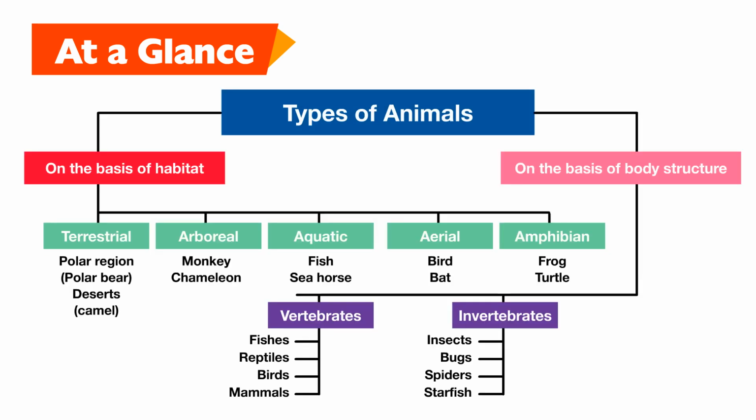At a glance: types of animals on the basis of habitat: terrestrial, polar region, polar bear; deserts, camel; arboreal, monkey, chameleon; aquatic, fish, seahorse; aerial, bird, bat; amphibian, frog, turtle. On the basis of body structure: vertebrates, fishes, reptiles, birds, mammals; invertebrates, insects, bugs, spiders, starfish.